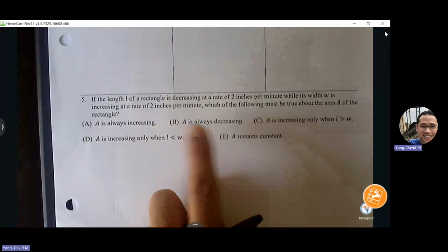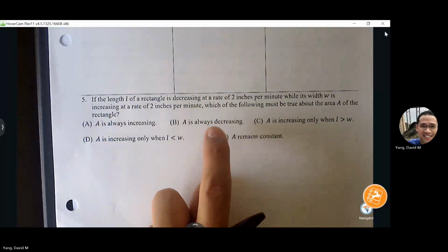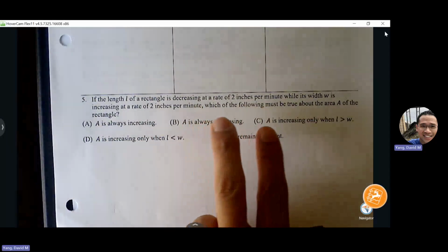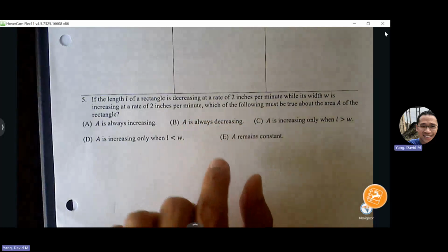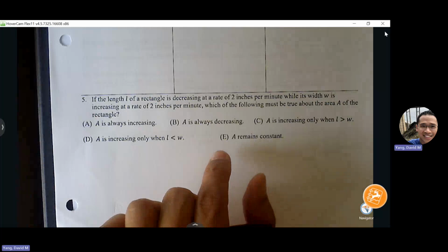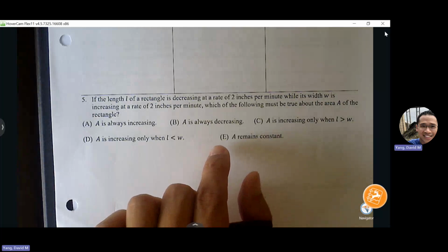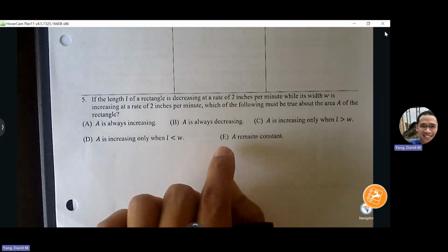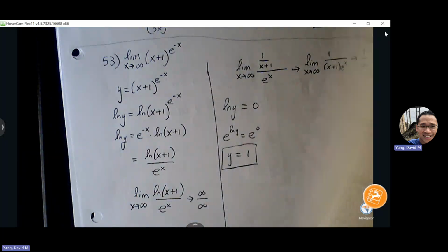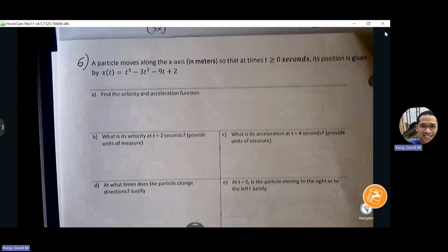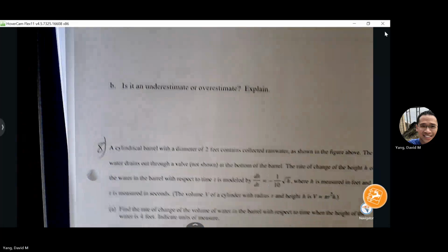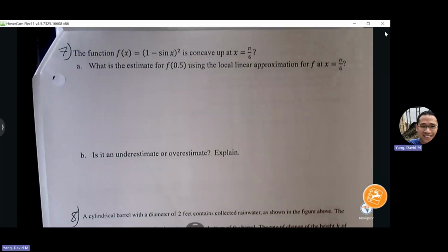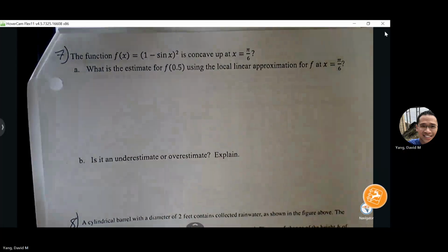This is more of a related rates problem that sees if we can apply the product rule within the area formula. So we'll talk about that. We have an extended particle motion problem, which I can go over fully with you. And then a linear approximation problem, you'll see one of those.